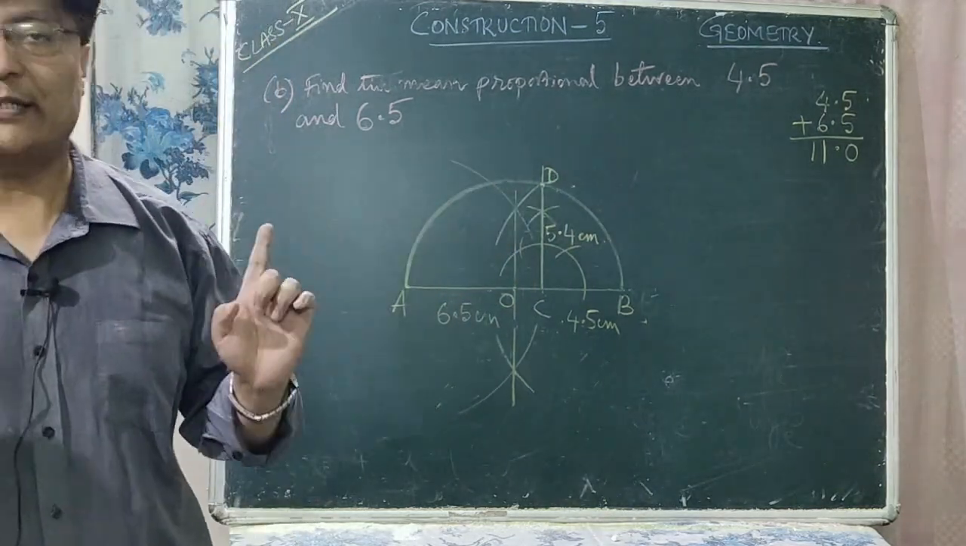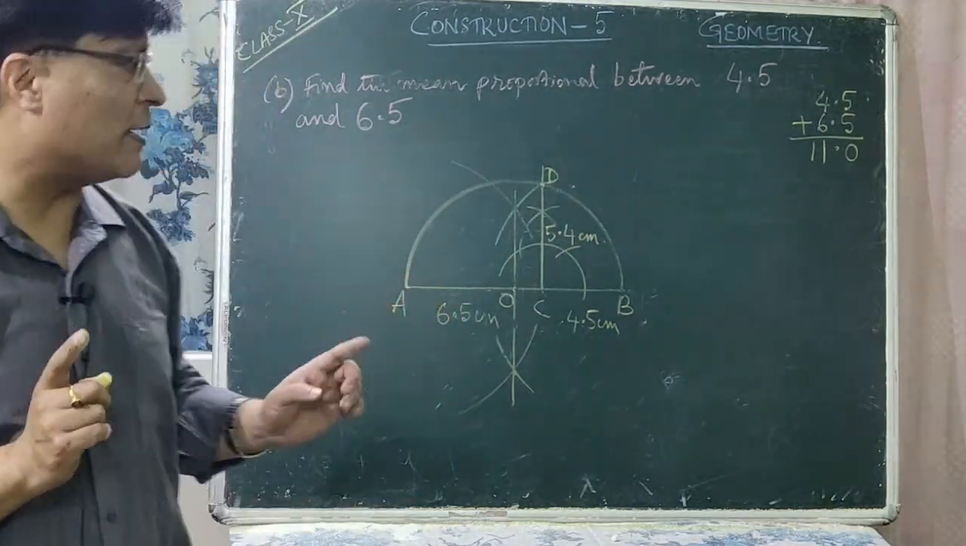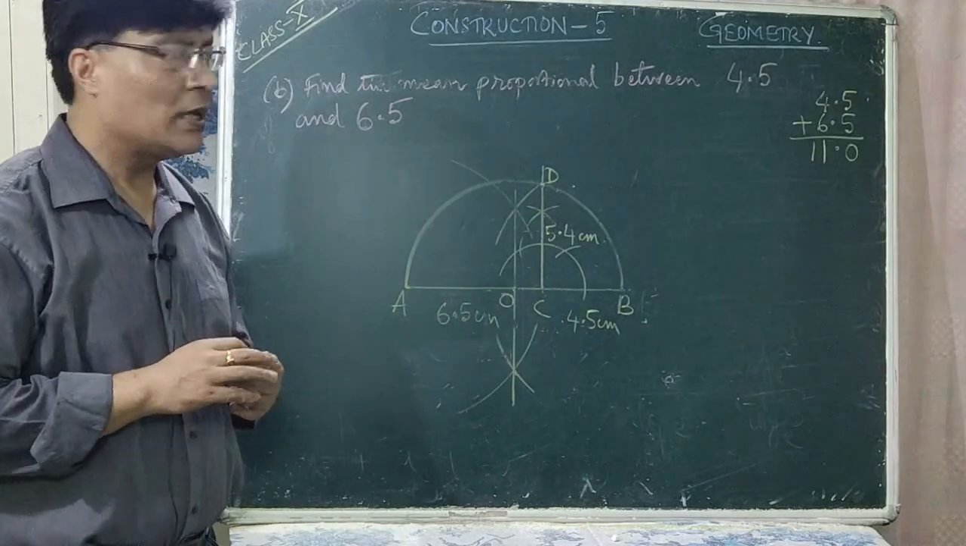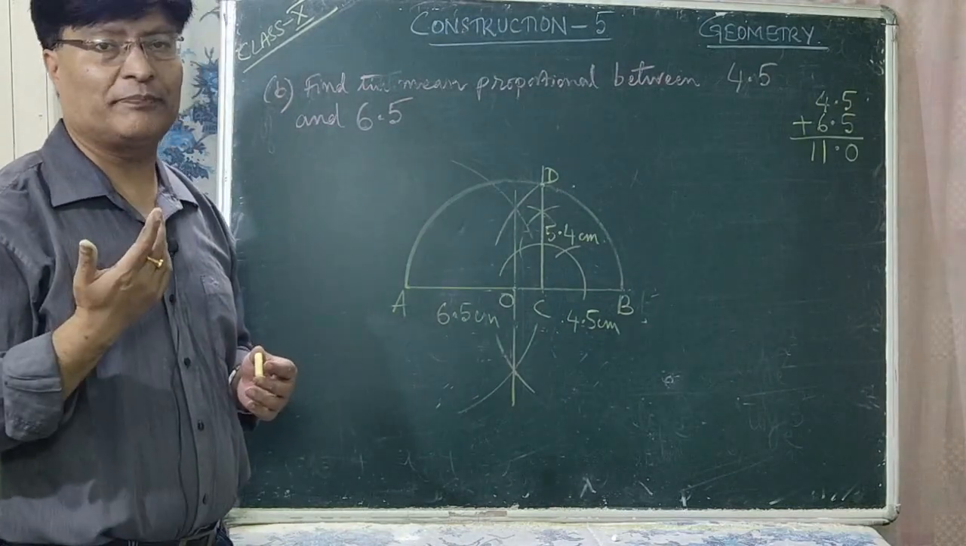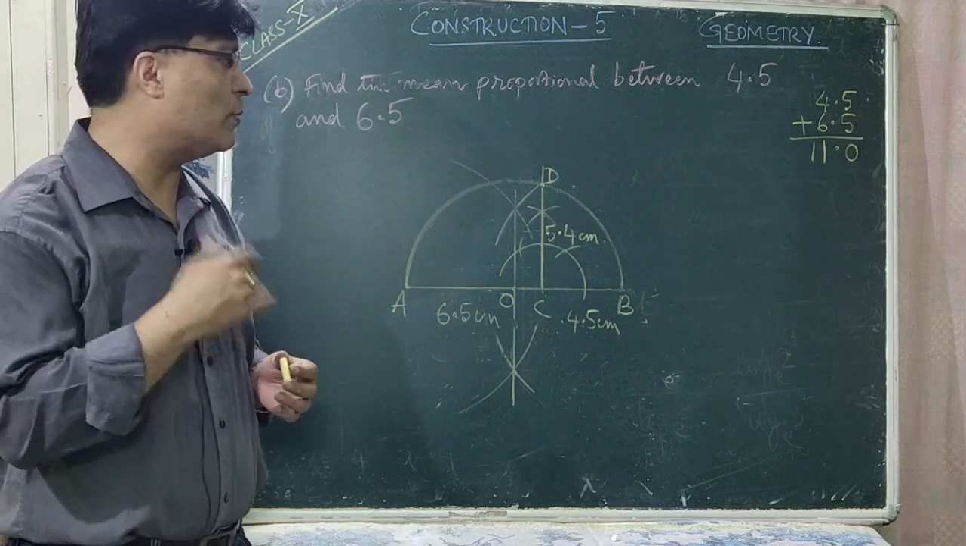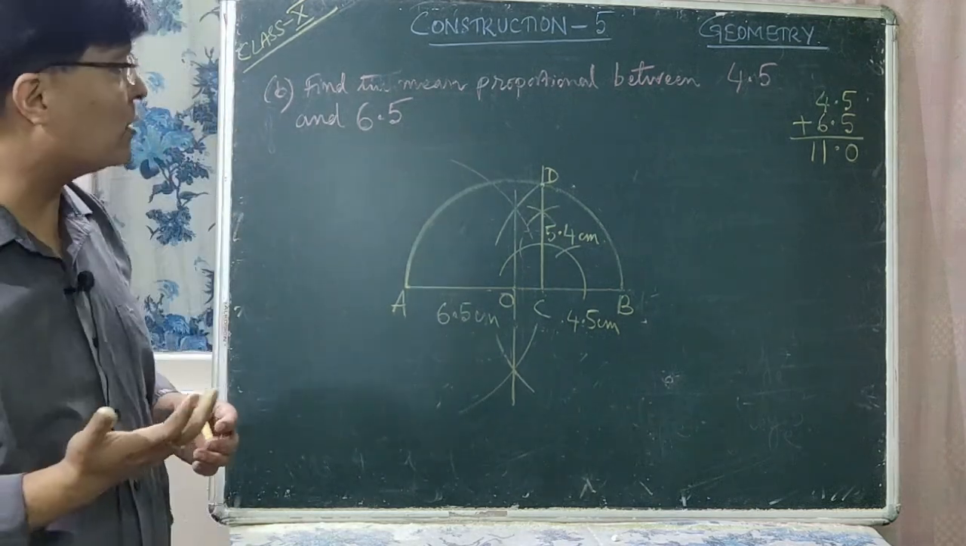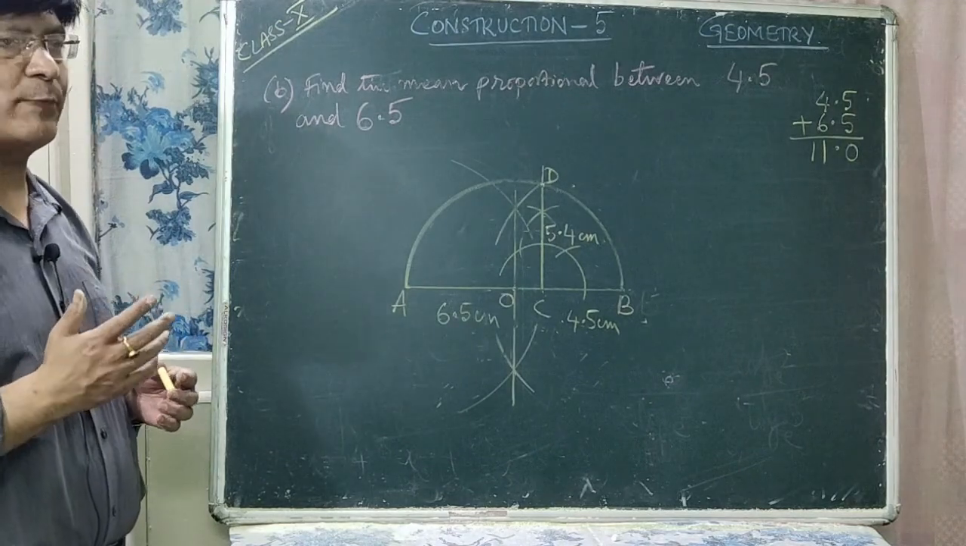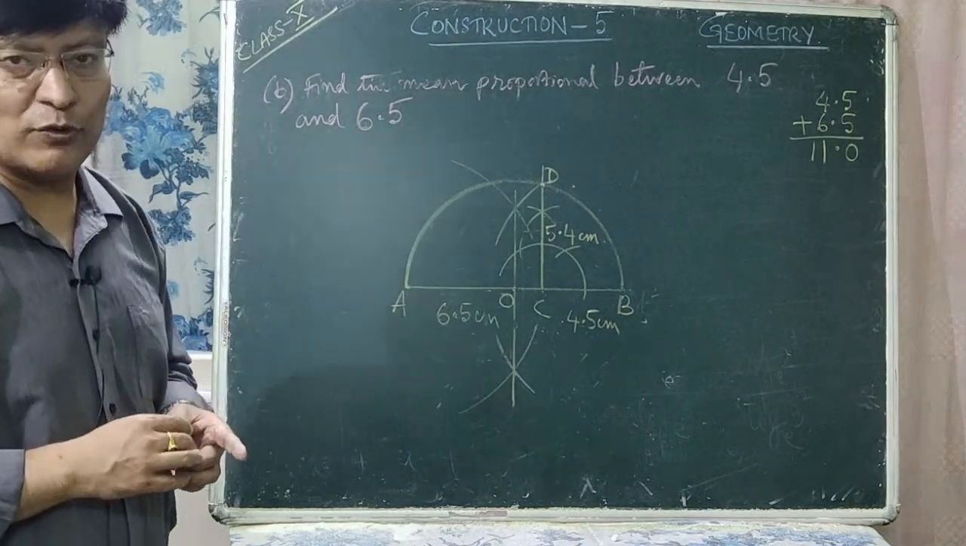No unit is written out there. Okay? तो यसमा चाहिँ हामी युनिट लेख्नु हुँदैन किनभने क्वेशनमा युनिट नै दिएको छैन. It is only given 4.5 and 6.5. That's why the answer will be only 5.4. So what is the mean proportional between 4.5 and 6.5? It is 5.4. Is that clear?